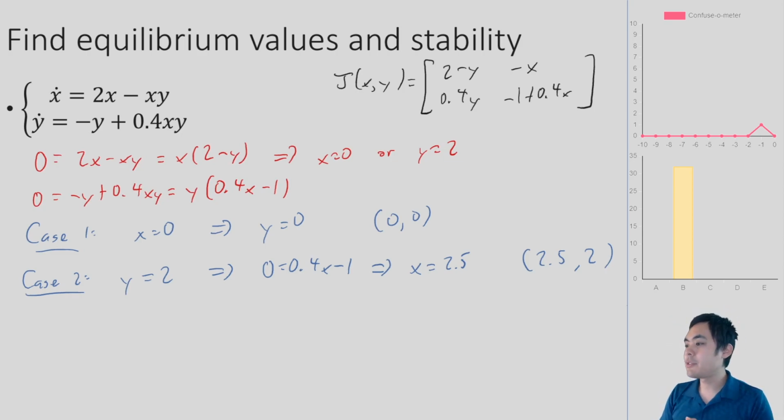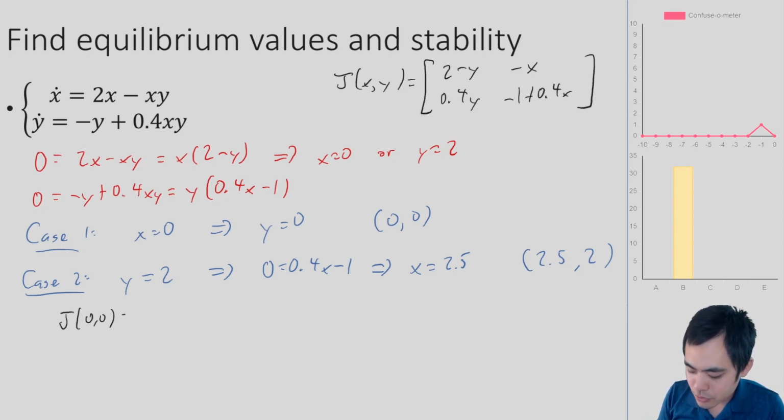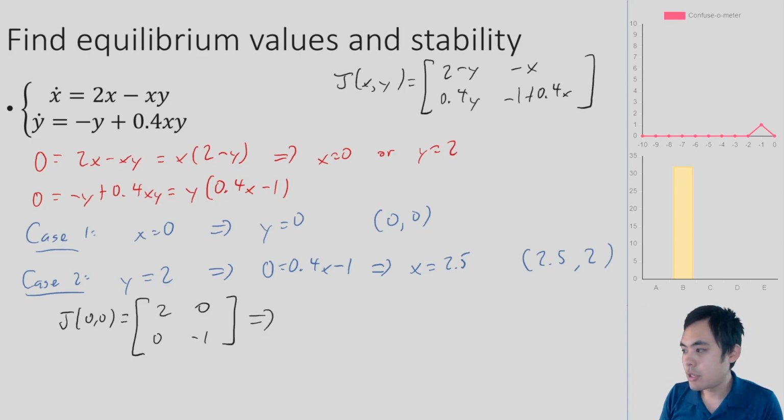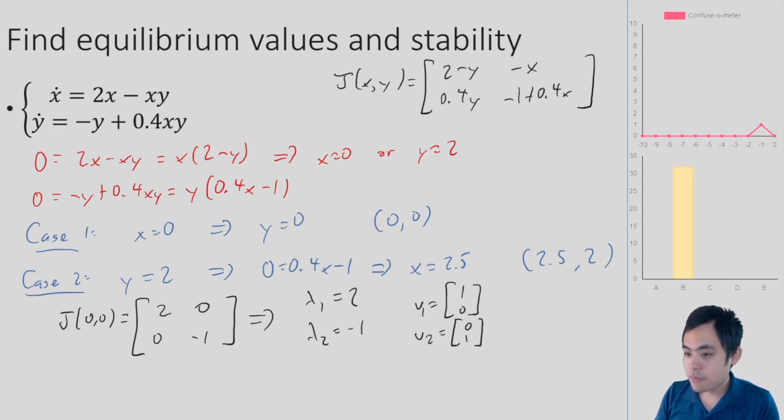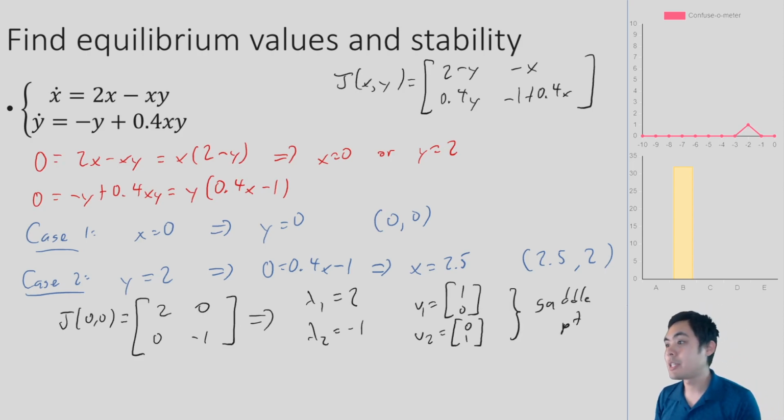Okay, but now let's figure out the stability of each of these two equilibria. So we have J(0, 0) equal to [2, 0; 0, -1]. And so this is diagonal, so the eigenvalues are just the diagonal entries there. So lambda 1 = 2, lambda 2 = -1, and v1 is equal to (1, 0), and v2 is equal to (0, 1). And this is, of course, a saddle point, and so it's unstable.